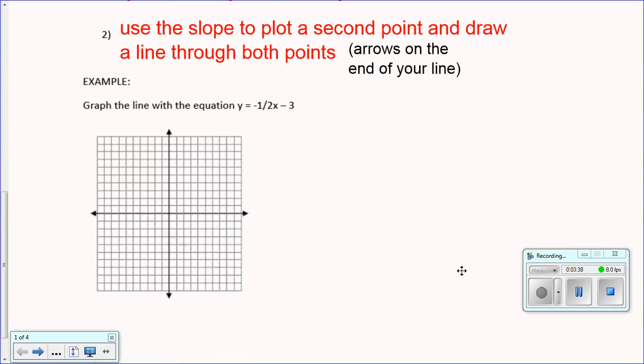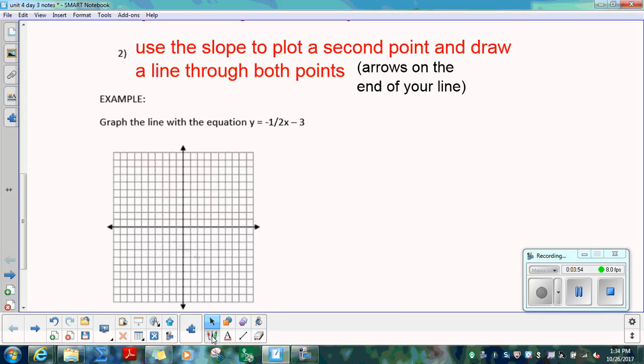I apologize if things pop up when I don't click on them. Some things are on top of each other, so it's going to be funky. So graph the line with the equation y equals negative 1/2 x minus 3. Well, I'm going to use a marker for this. So negative 1/2, that's my m, which means my slope. Negative 3 is my y-intercept. That's the b. So that's where I'm going to plot a point first, when y is negative 3, since the y-intercept is going to be on the y-axis.